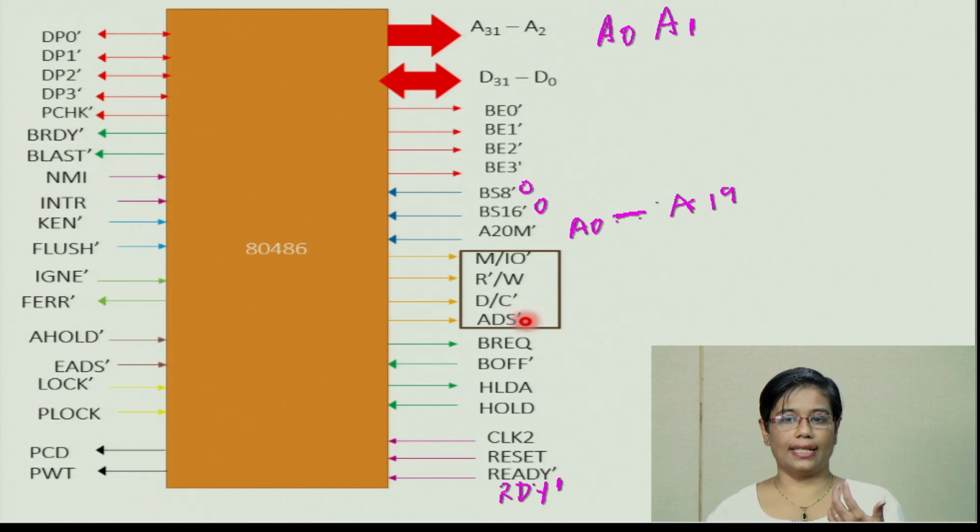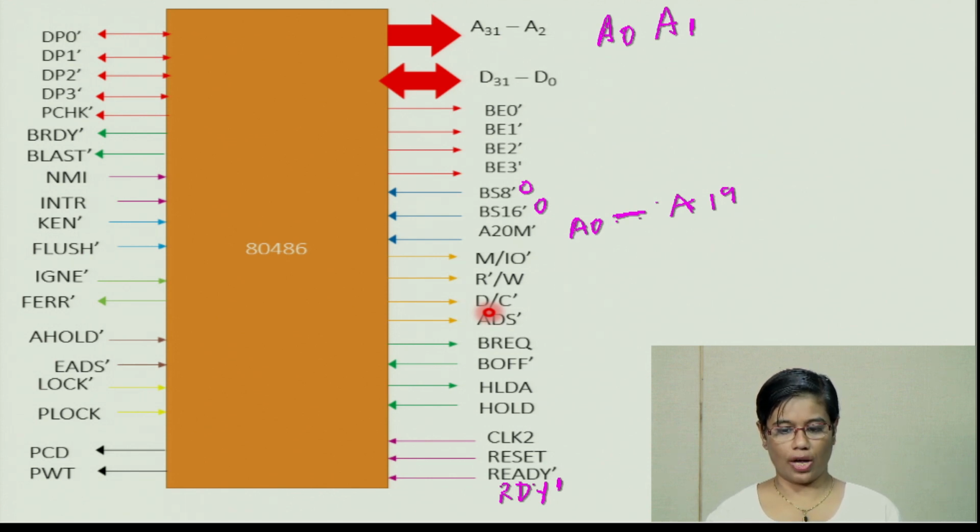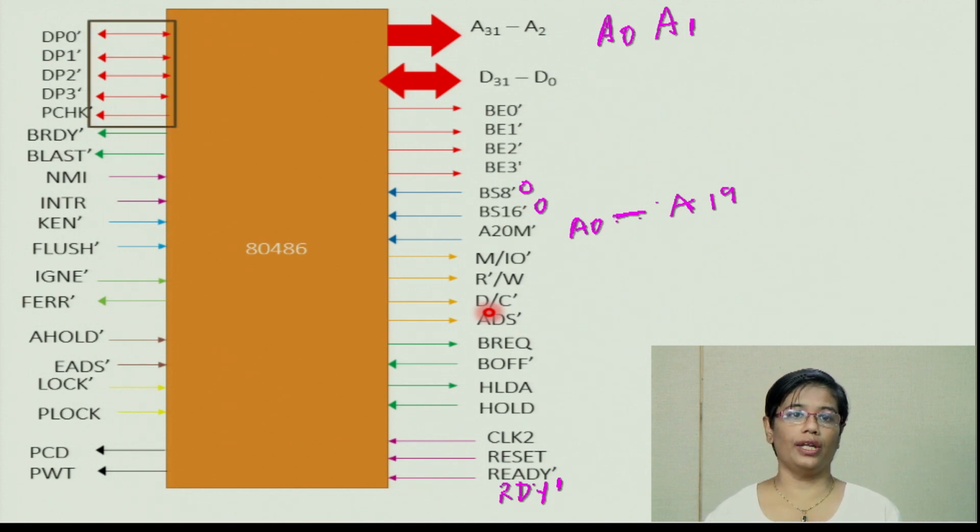ADS, which indicates that a valid address is available on A2 to A31. So these are going to be the control signals. Now there are a few more signals which are available, which are related to bus transfers, but they are new in case of 80486. Those are the parity signals.